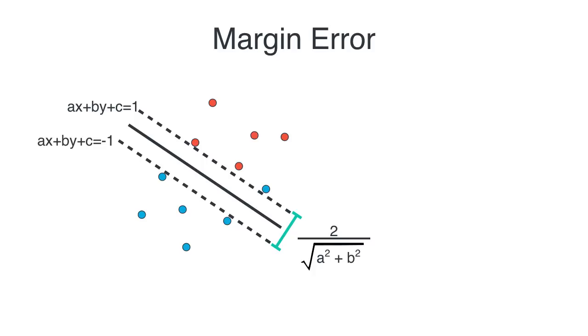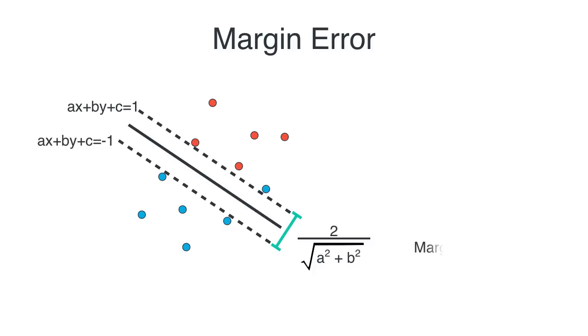So let's think about it. We need a number that is big if the distance is small, and a number that is small if the distance is big. So what can our error be? Feel free to think about it. The hint is, look at the denominator, right? The bigger a squared plus b squared is, the smaller this number is, and vice versa.